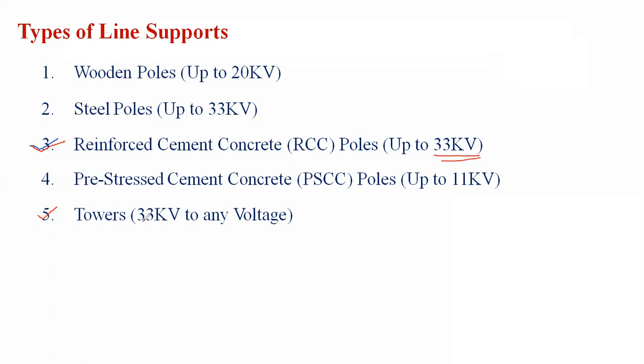And the types of line supports are classified into five types for both distribution as well as transmission purpose: wooden pole, steel pole, RCC pole, PSCC pole, and towers. In recent days they are preferred only for two things. One is the RCC pole for distribution as well as transmission purpose, that is up to 33 kV, that is 11 and then 33 kV. Remaining all are preferred for the towers.